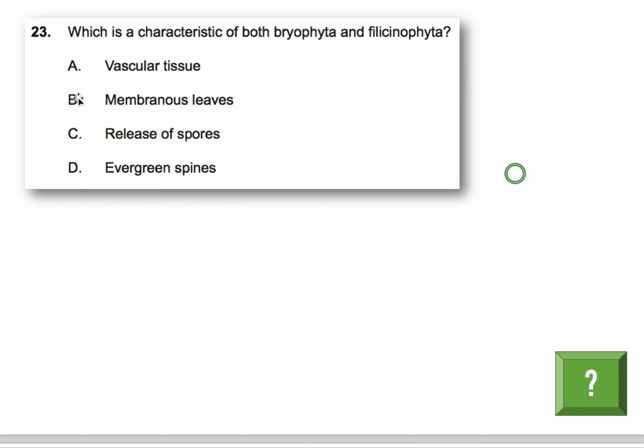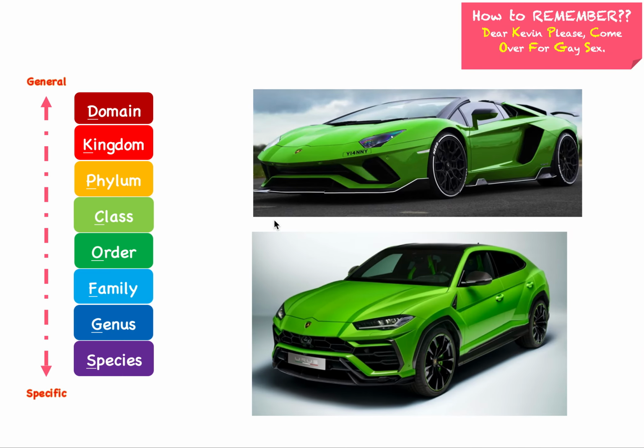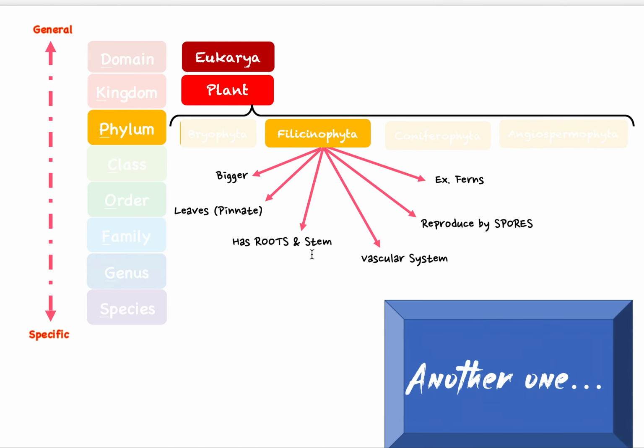They have simple leaves. So the answer is not going to be B, and you'll see when the answer comes, it's really obvious. So if you are unsure about B and you didn't know, the right answer, which is either C or D, will immediately let you know. So C is saying release of spores. Okay, so we know it's this one because both Bryophyta and Phyllocenophyta release spores.